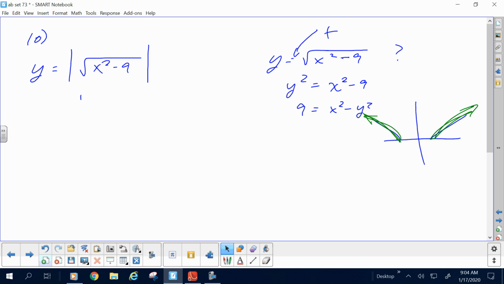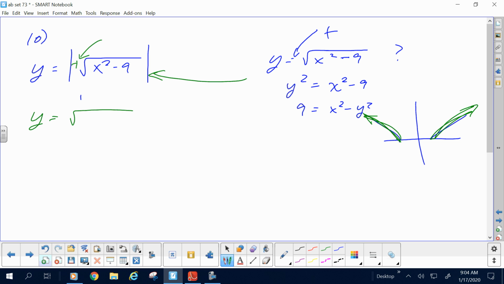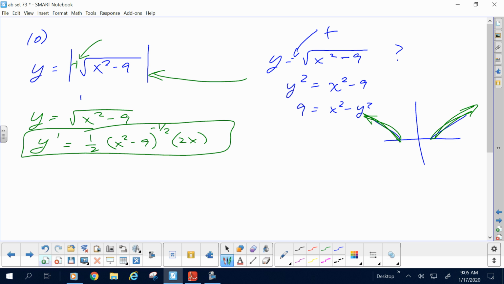All right, side note. That said, back to this problem. Does the absolute value do anything for me? No. Is it necessary? No. It is not necessary because I already took the positive of the square root. The absolute value is doing a big fat nothing. Ignore it. And now just take the derivative. 1/2 x squared minus 9 to the negative 1/2 times 2x, and you are done. The absolute value is trying to confuse you. You down? All right.